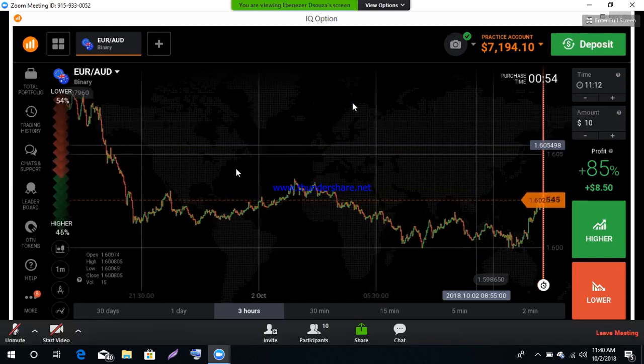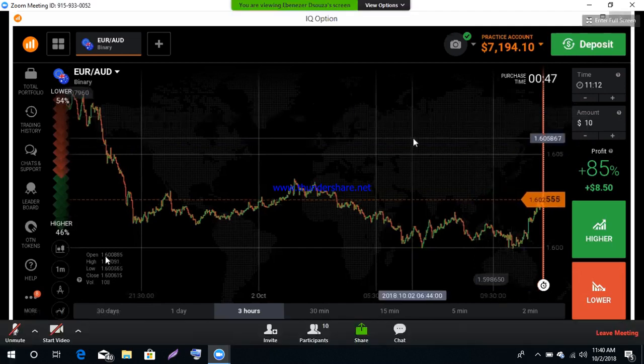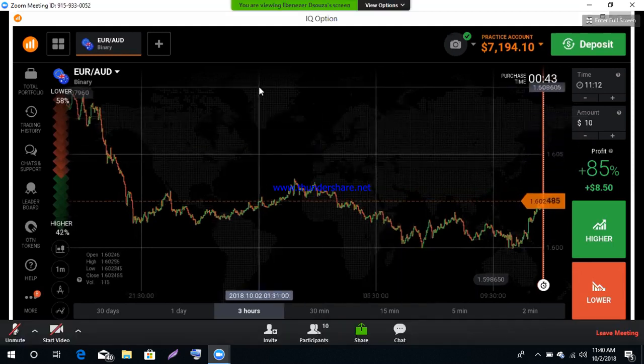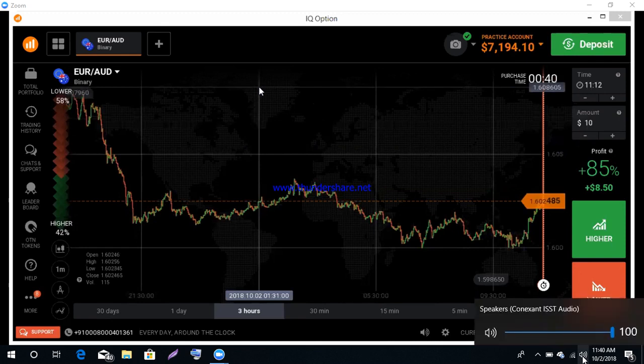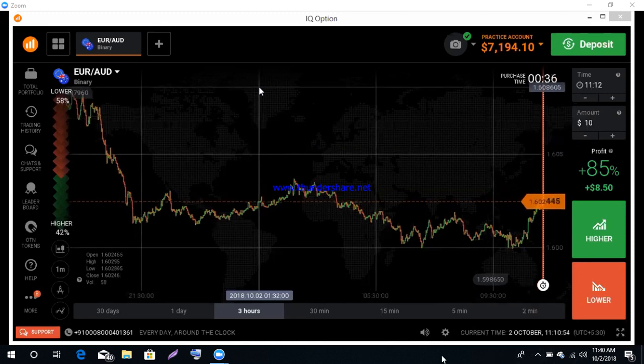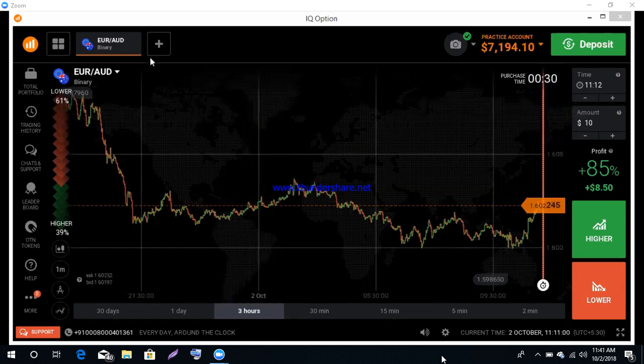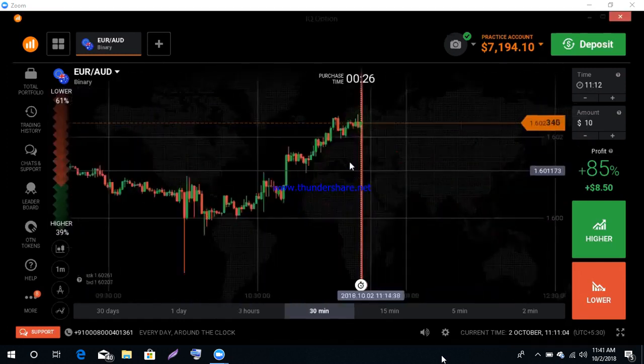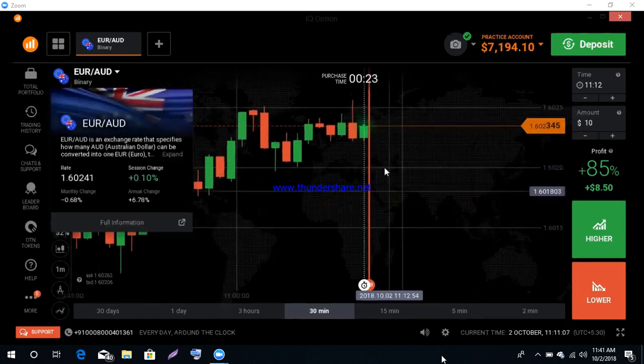Okay, I'm going to start today's session. Okay, let's start now. Yesterday I taught how to draw strong levels. Today I'm going to teach you how to trade on strong levels. Again, I'm drawing strong levels here. So you can see this is the Euro AD chart.